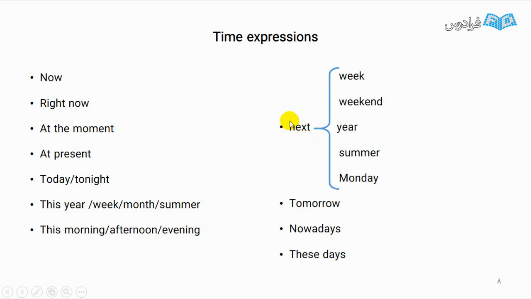When we are talking about arrangement or fixed arrangement, we have to use time expressions that are used to introduce future time.